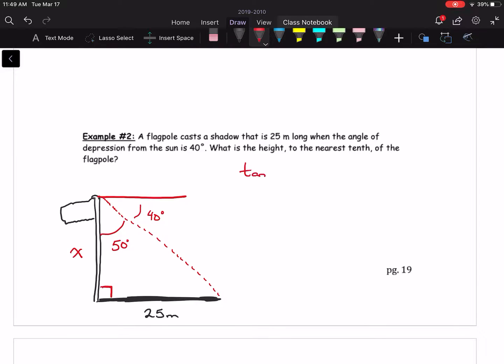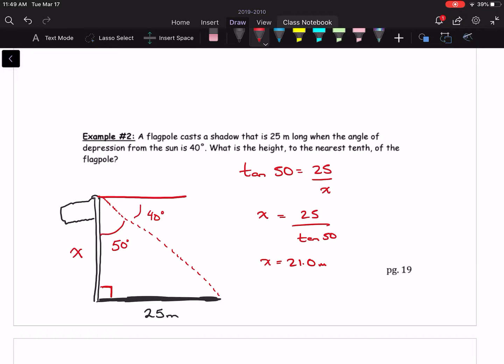So tan of 50 degrees is equal to 25 meters over x. And so that means that x would be 25 meters divided by tan 50. And that should turn out to being about 21.0 meters when I round to one decimal place.